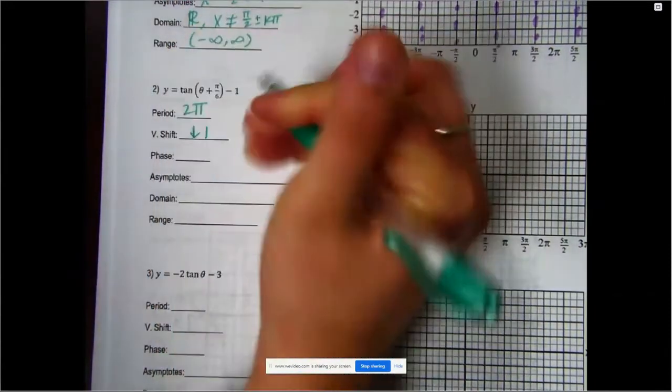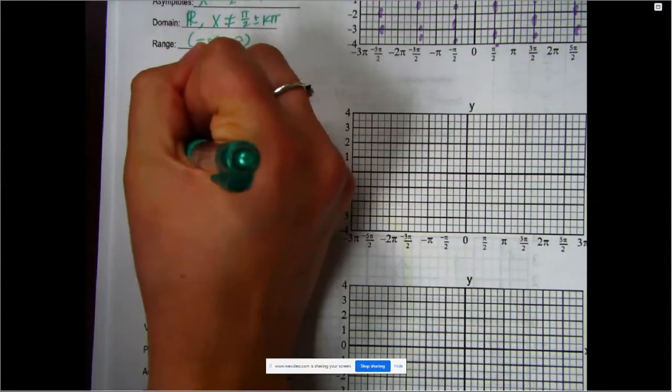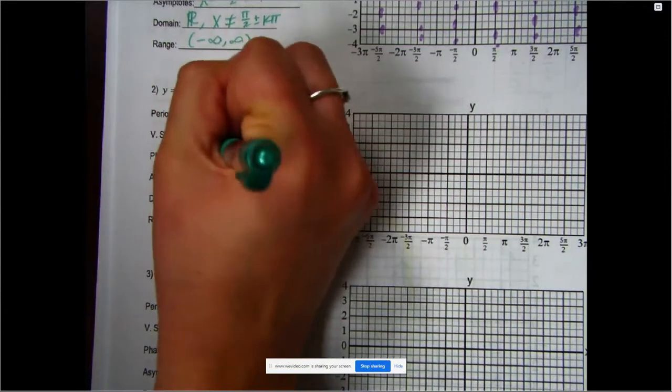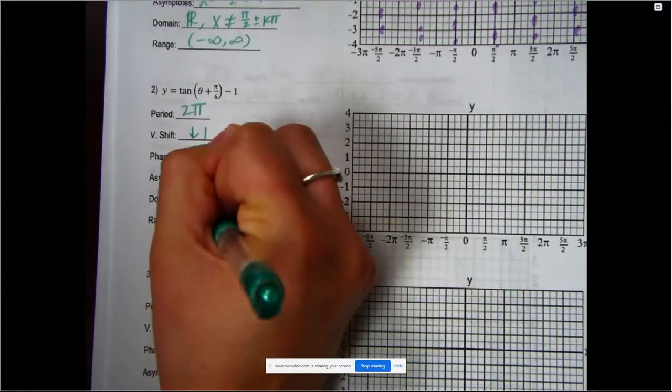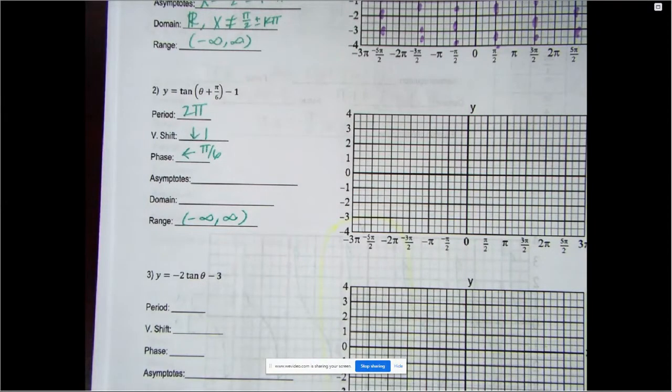My period is still 2 pi. Vertical went down 1 because it was minus 1. Phase shift plus pi over 6 means left pi over 6. I know range is negative to infinity. We'll save everything else for after the graph. So tangent we know starts on 0, 0.